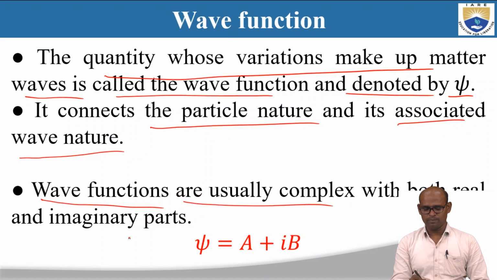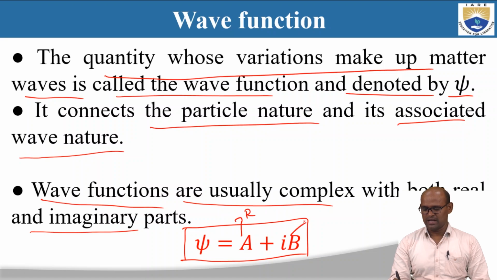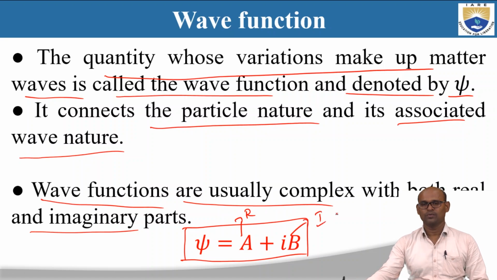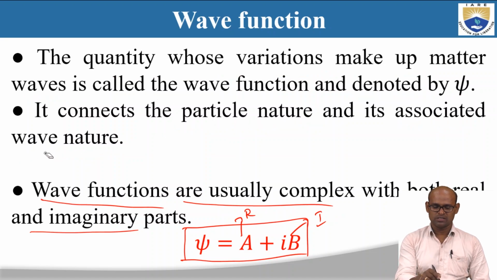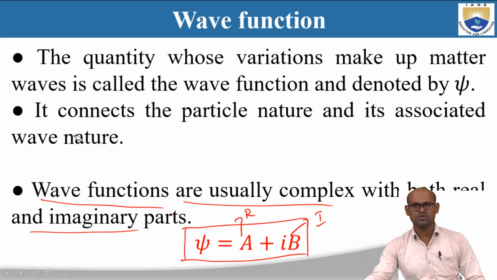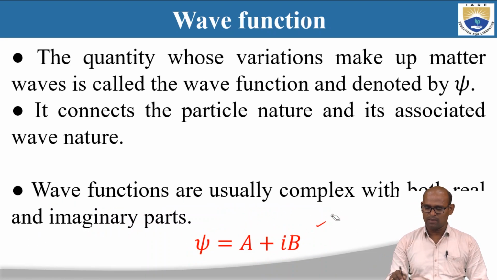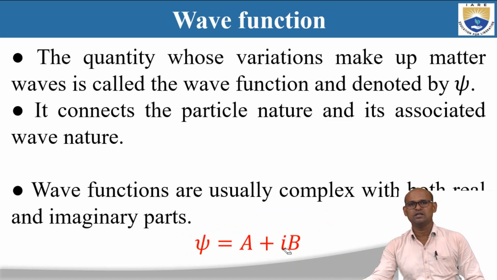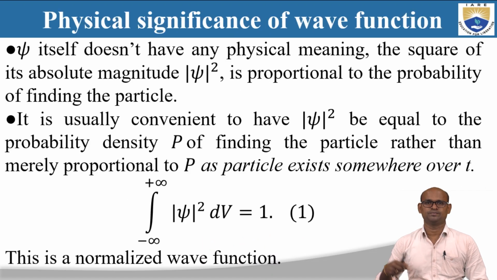Wave functions are generally complex, with both real and imaginary parts. So we denote psi as a plus ib, where a is the real part and ib is the imaginary part. Psi is a quantity whose variations will tell us about the matter waves associated with a particle, and this wave function is a complex quantity. If you can calculate the wave function for a particular particle, you can know both its particle nature and its associated wave nature. So that is a wave function.